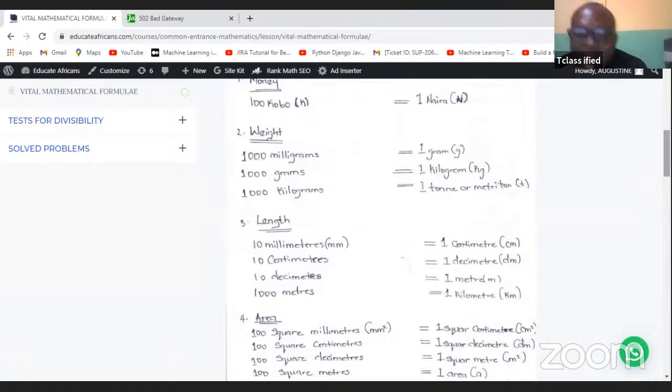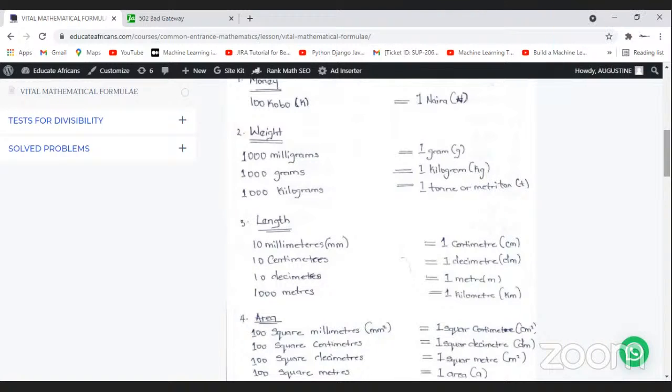I also want you to understand that 10 millimeters is the same thing as saying 1 centimeter. And that 10 centimeters is the same thing as saying 1 decimeter. And 10 decimeters is the same thing as saying 1 meter. And 1,000 meters is the same as saying 1 kilometer. Are you clear with that?